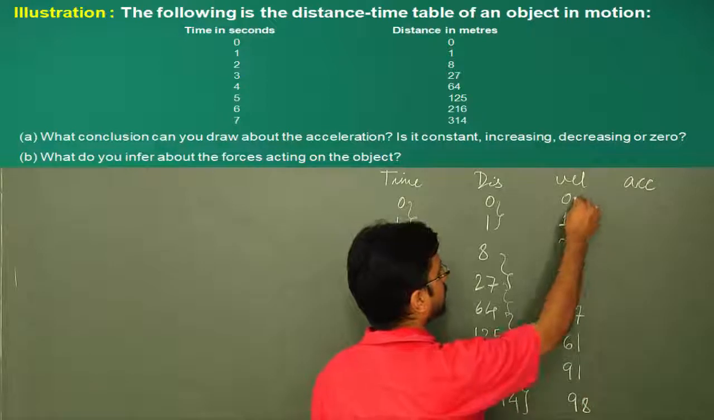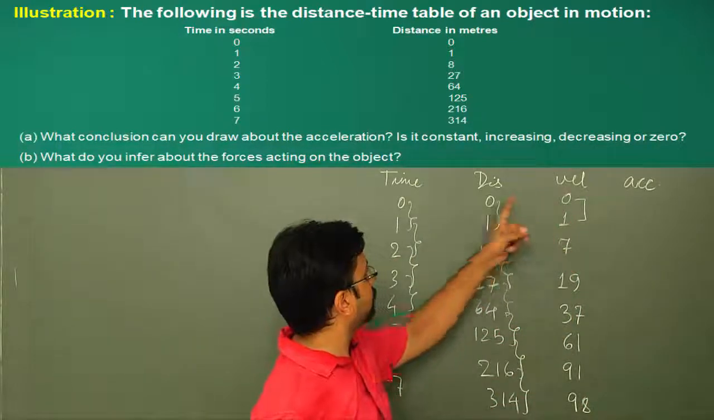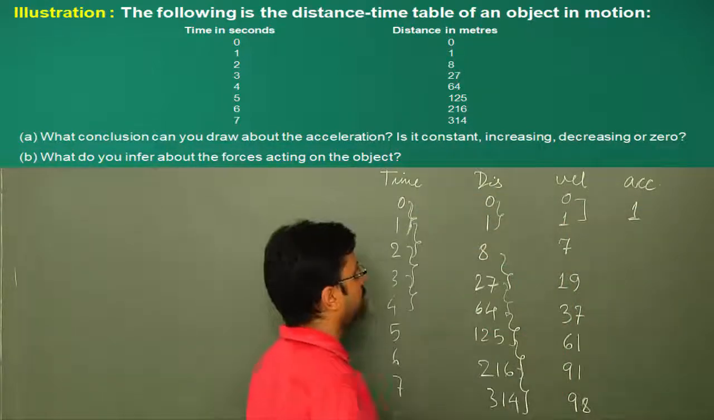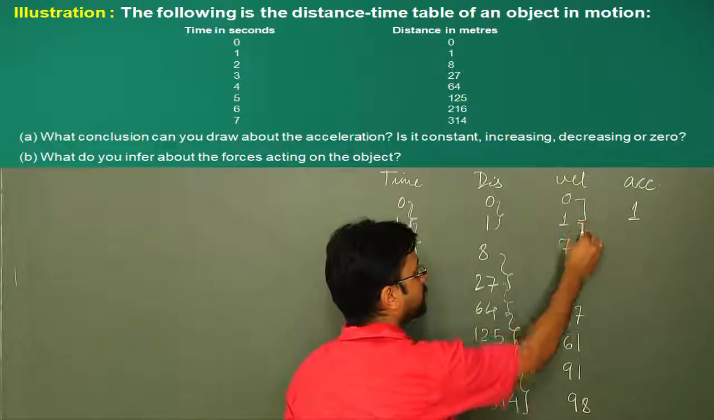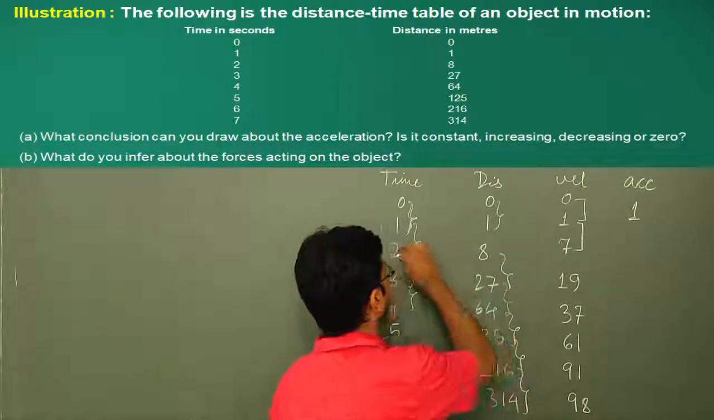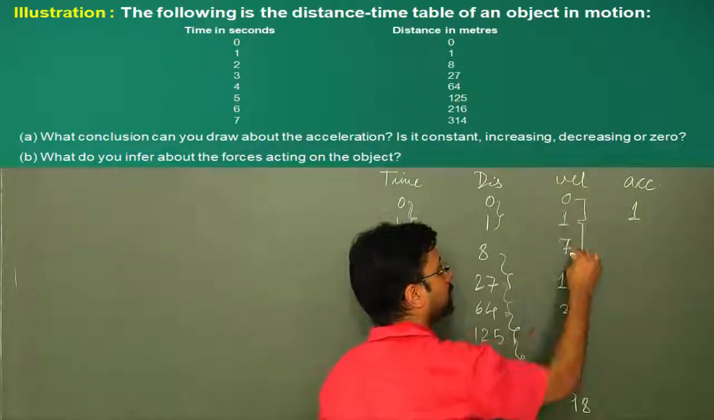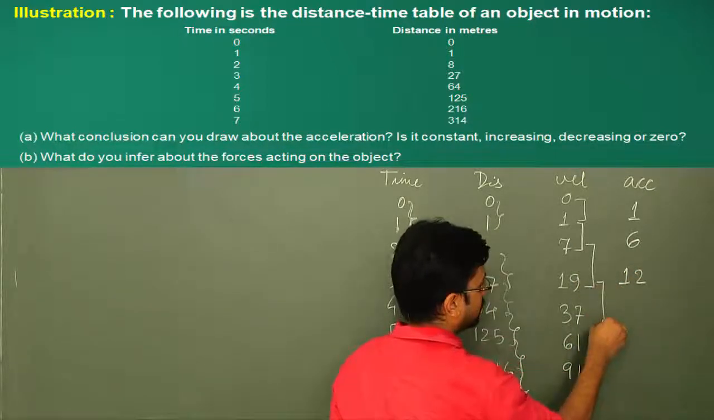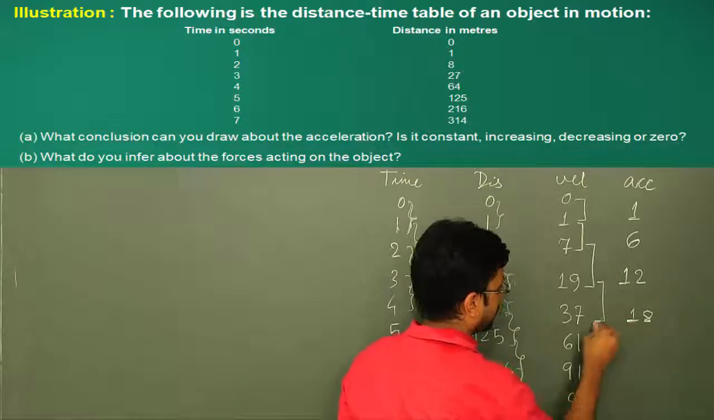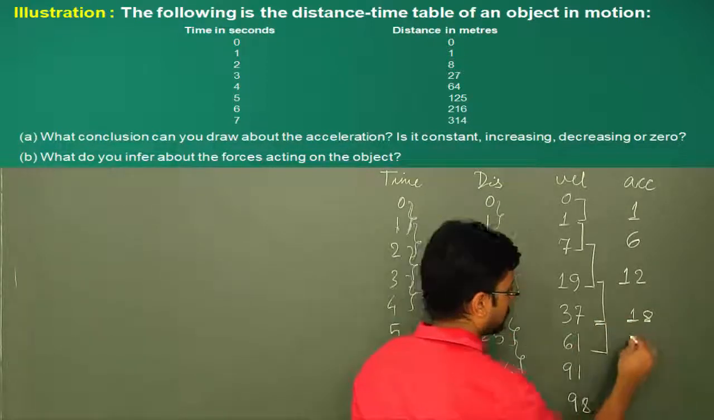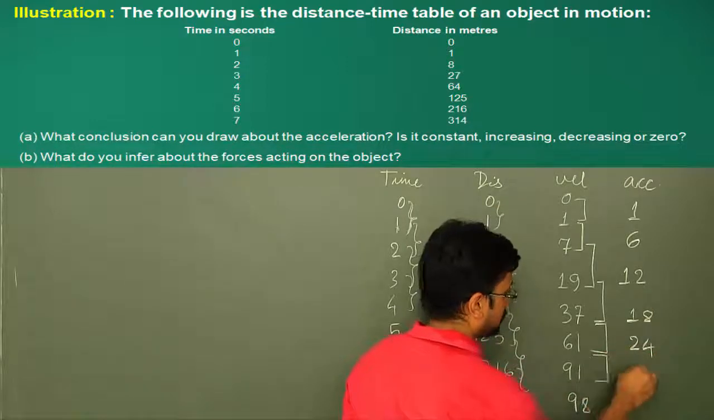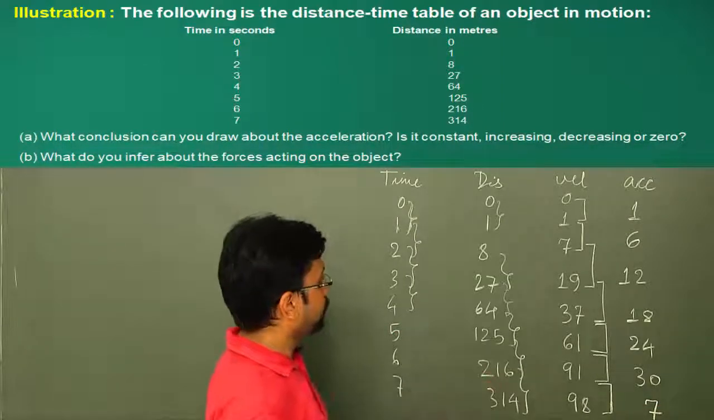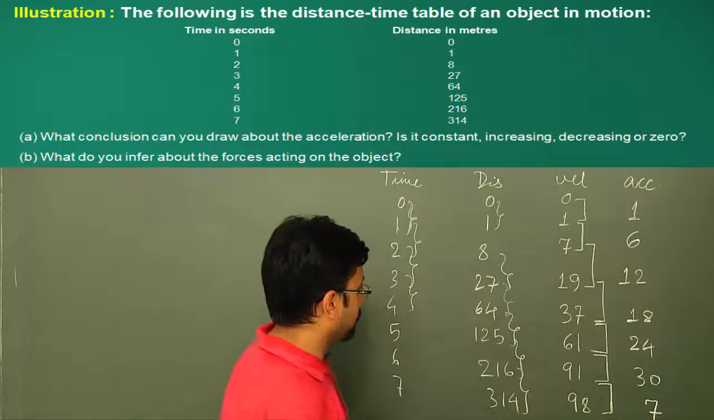Now to calculate the acceleration, you calculate v minus u divided by time. So time span is 1, change in velocity is 1, so here the acceleration is 1. Again here it will be 7 minus 1, that's 6 divided by 1, because 2 minus 1 is 1, so the time span is 1. The change in velocity is 6, so it will be 6. Here it is going to be 12. Here it is going to be 18. Here it is going to be 24. Here it is 30. And here it is 7, or whatever it is. So the change here is 7.